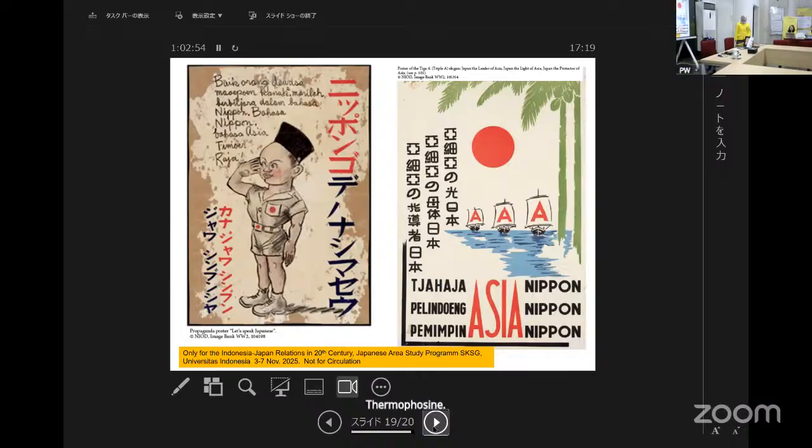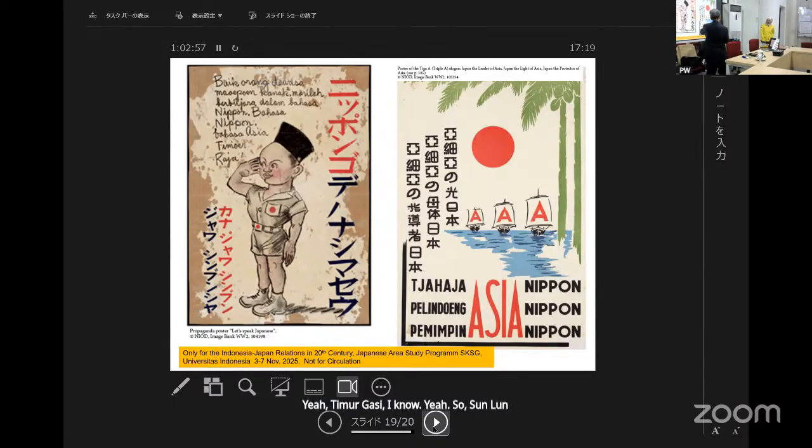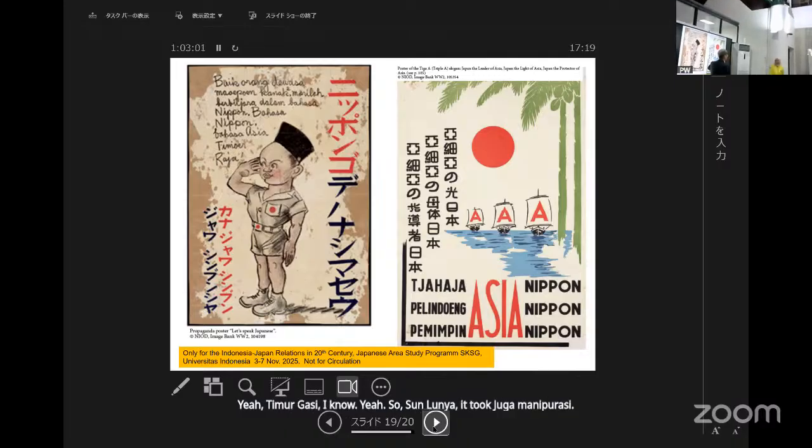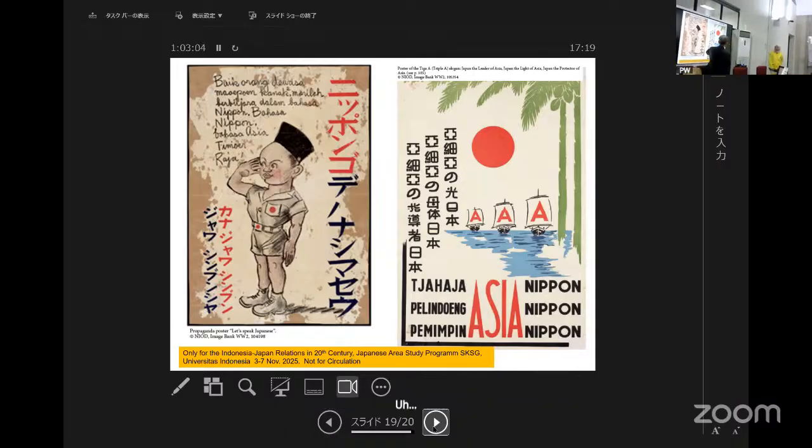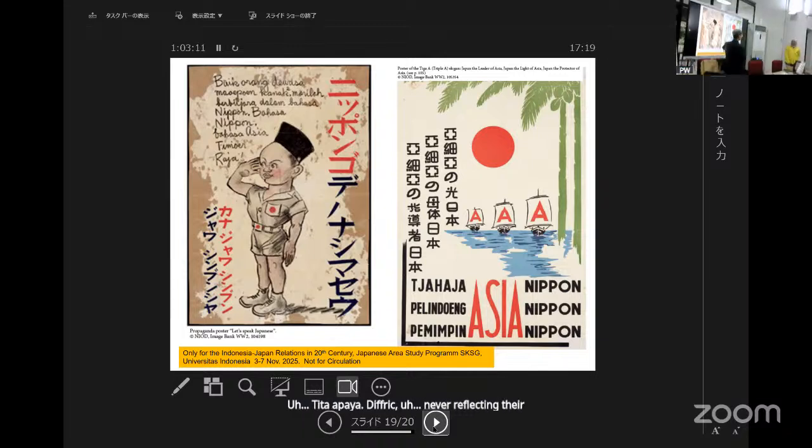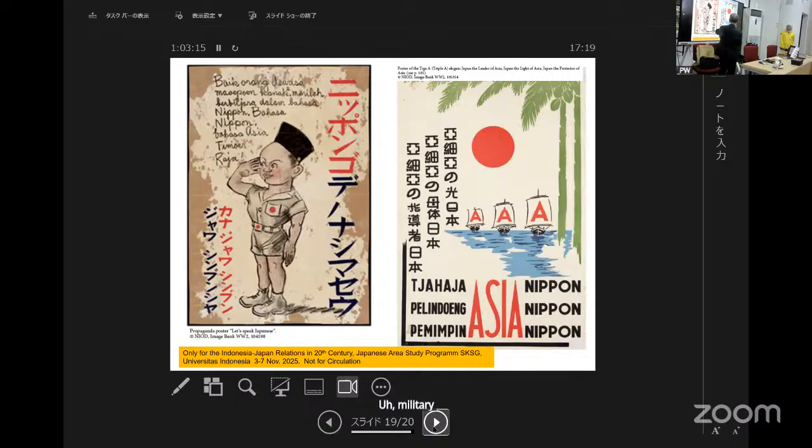Ya, terima kasih. Sesungguhnya itu juga manipulasi. It never reflected the real situation of Japanese military administration. It's just propaganda, how the Japanese military tried to win the minds of people. And this is also a stereotype of the Japanese military.